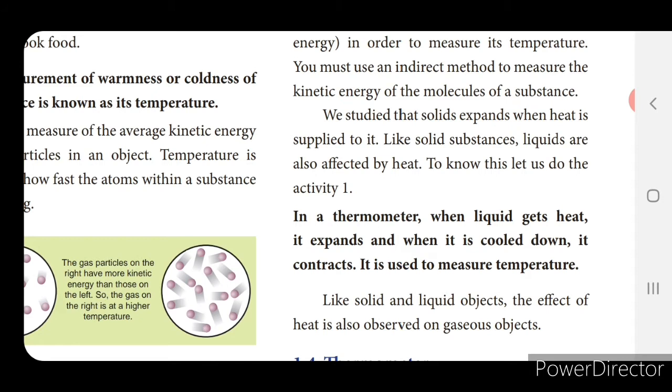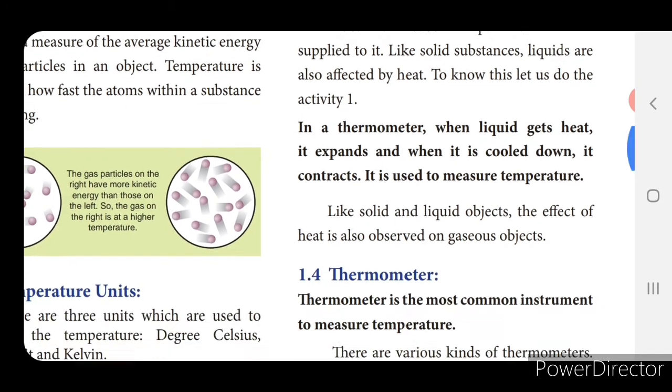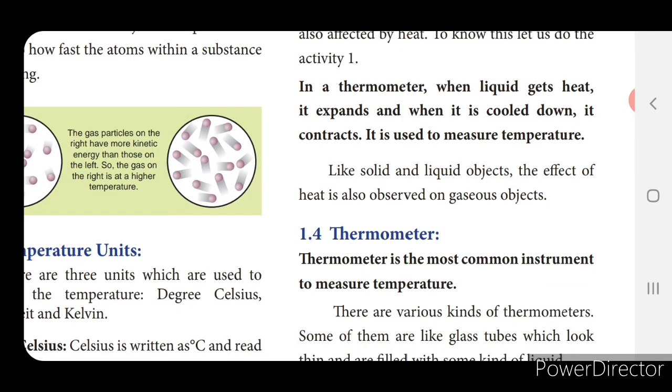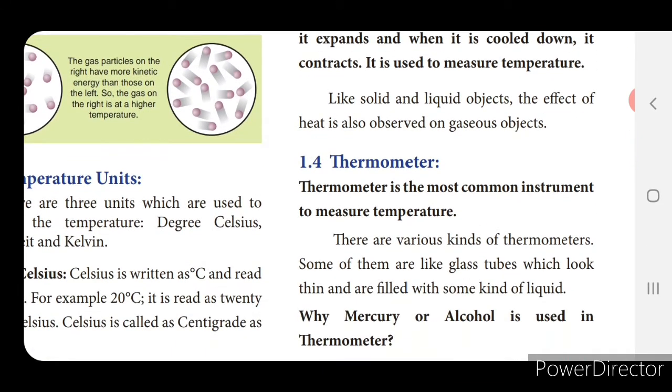Okay children, so in a thermometer, when liquid gets heat, it expands. When it is cooled down, it contracts. Again, when you cool it, the molecules will come close in contact, and it will attain the same shape. The best example is ice cube and water, children. So in a thermometer, when a liquid gets heat, it expands, and when it is cooled down, it contracts. So it is used to measure the temperature. Like solid and liquid, gas also will expand.